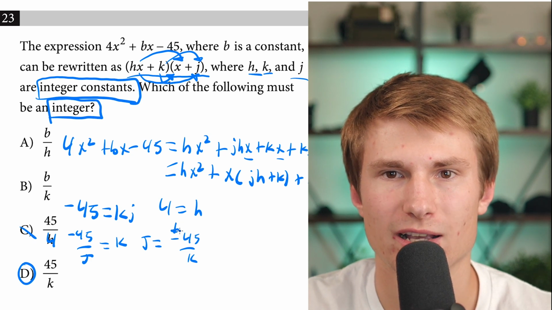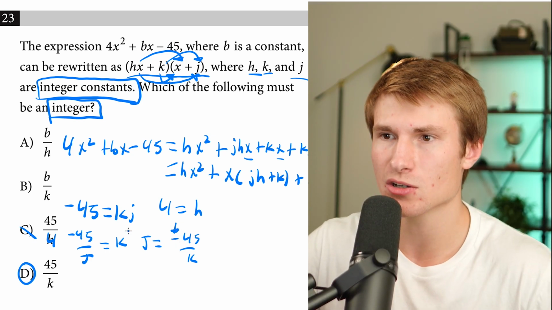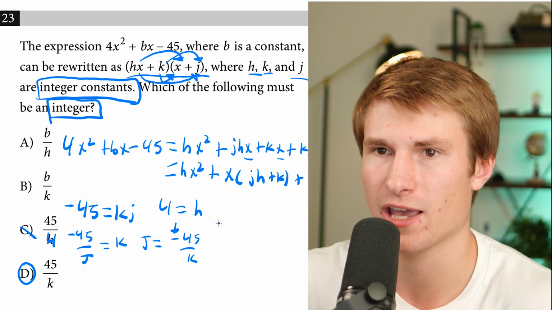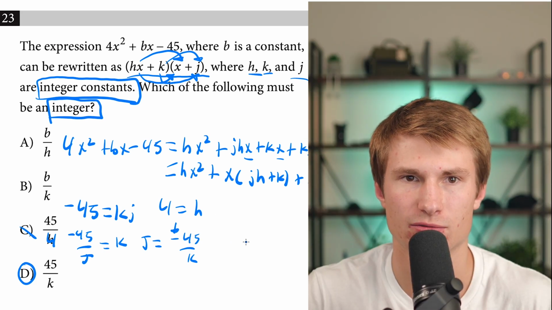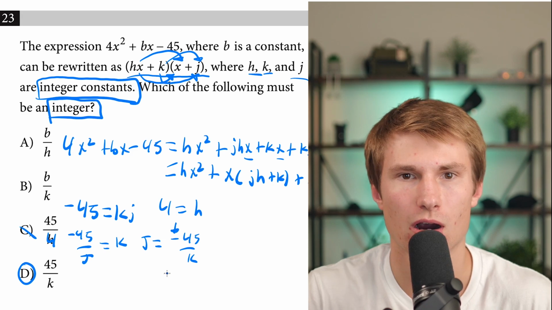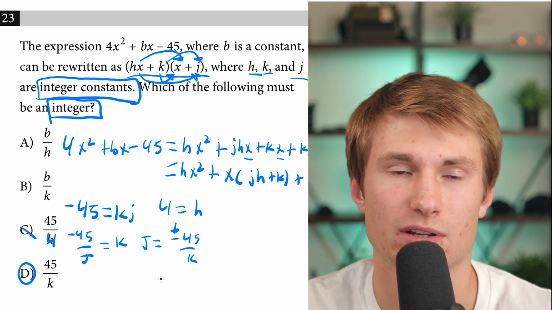So our answer there would have to be answer choice D, because this ultimately has to be negative, and then 45 over k has to be an integer. Keep in mind that if we have negative 3, for example, that's an integer as well. So our answer there would be D, and that's how you solve this really difficult SAT math problem.